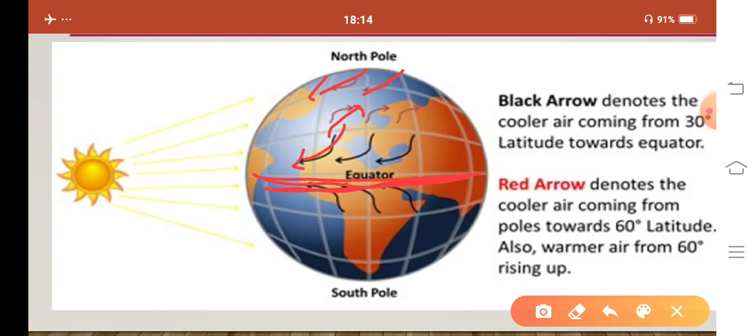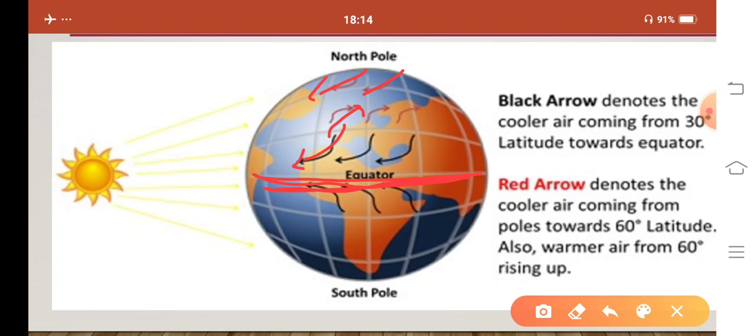So what happened in that case? The cooler air from the surrounding areas of the equator comes toward the equator to fill the place of warm air which rises up due to the sun's heating. And similarly, cooler air from the poles comes toward the surrounding areas, as the surrounding areas have air warmer than the poles.